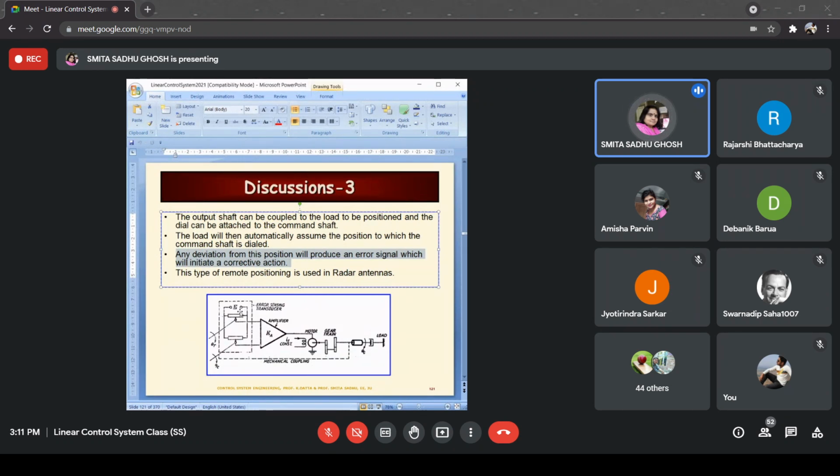This type of remote positioning is used in radar antennas. We'll actually be doing a remote position control system just after we complete another component, the motors, which we'll be doing in the next class. But this sort of system finds application in antennas.